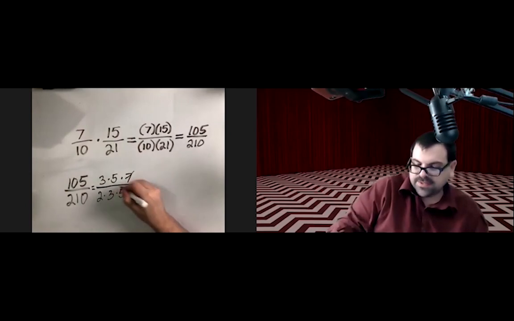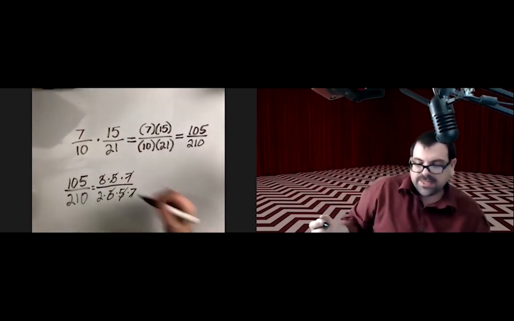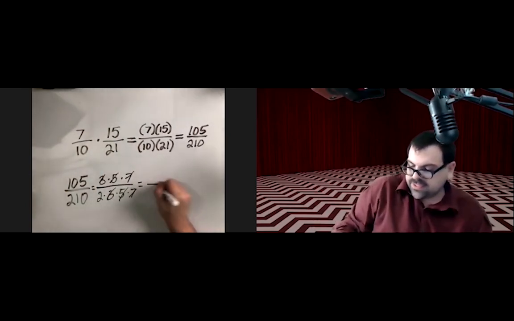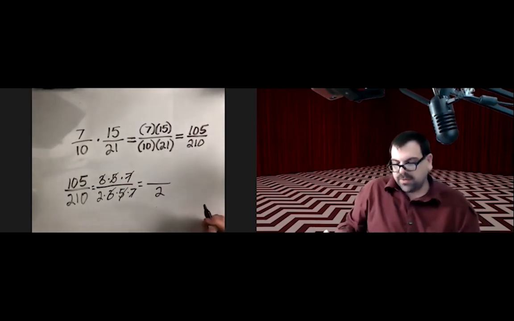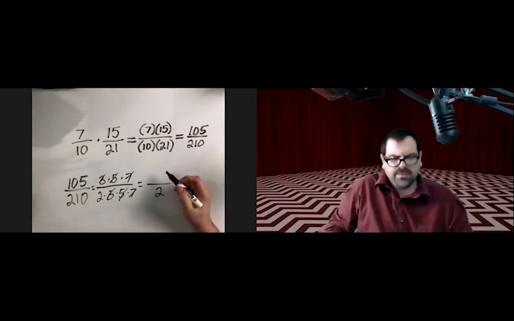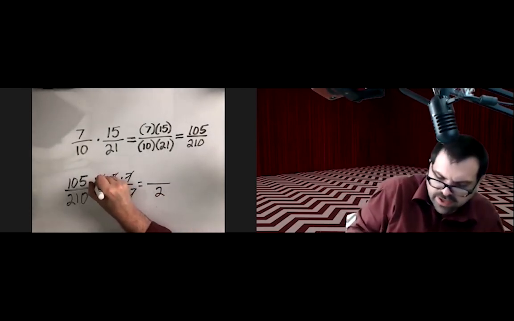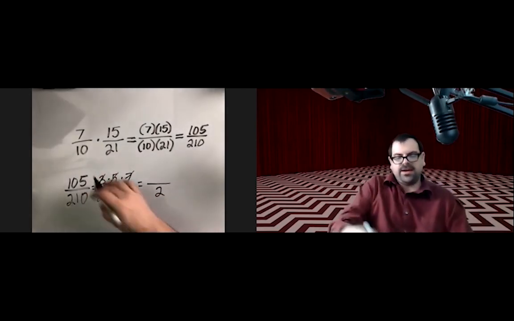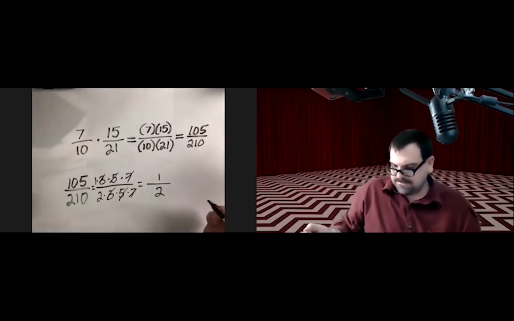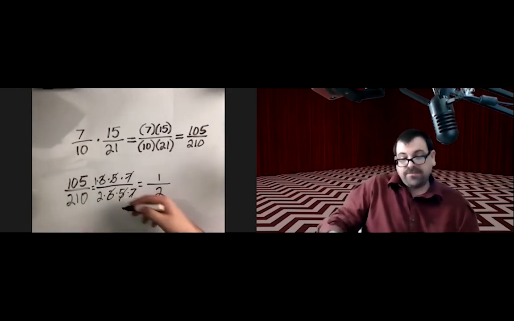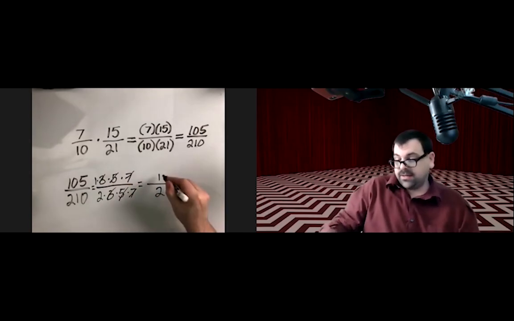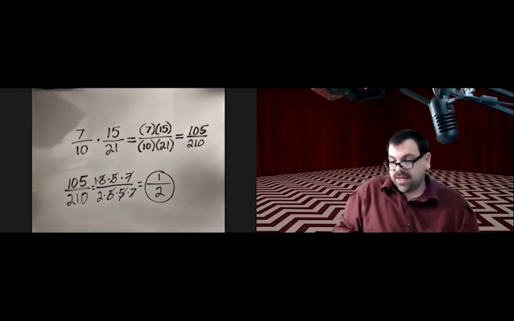The 7s cancel, the 5s cancel, the 3s cancel. Leaves us with just a 2 on the bottom. And would it be a 0 on top because it's all gone? No, because that's like having 1 times all of that. That leaves a 1 up top. So prime factorizations and then canceling gets us to the answer of 1/2.